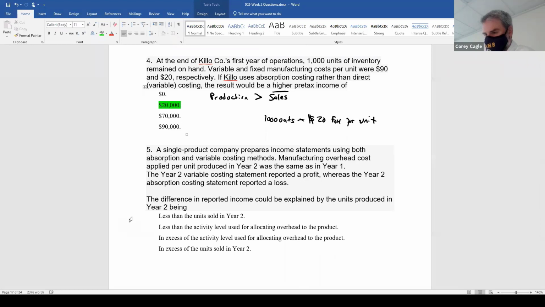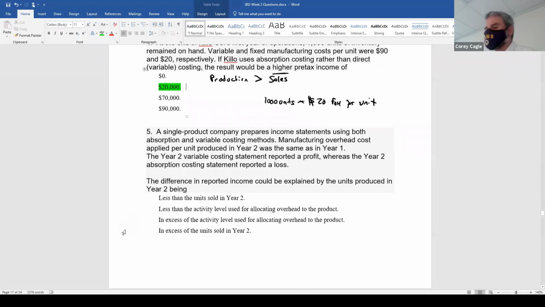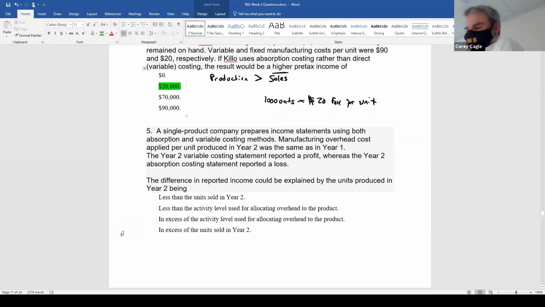I think 5 is worded a little differently. It makes us back into what we've kind of been doing at the beginning. So they've got a company that does variable and absorption income statements. Overhead applied in year 2 was the same as in year 1. The year 2 variable costing statement reported a profit, whereas year 2 absorption reported a loss. That's another way of saying one is greater than the other, right? So it says year 2 variable costing is greater than absorption costing.